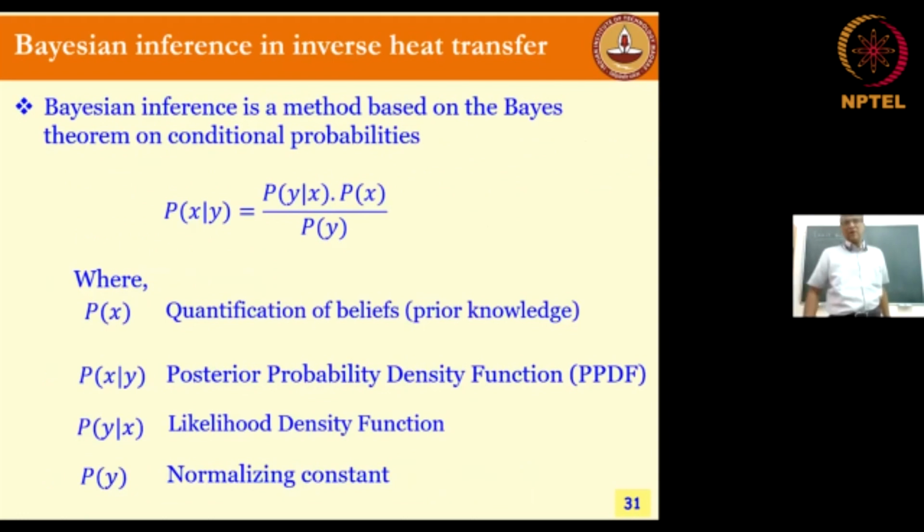Okay. All right. Now coming to the Bayesian method. Bayesian inference is a method based on the Bayes theorem on conditional probabilities. The probability of getting X for a given Y is the probability of getting Y for a given X, multiplied by any prior knowledge you already have about X, divided by P of Y. P of Y is the normalizing constant.